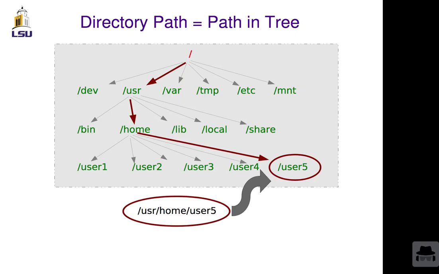All right, this is just a visual of how the file system is viewed as a tree. You then get direct ways to reference specific parts in this tree, and that's called the path. So the directory path is really just an unambiguous path in the tree to somewhere. So /usr/home/user5: starting at root, you go into usr, you go into home, and then you go into user5. So it's a very logical, efficient structure and way to view the file system.